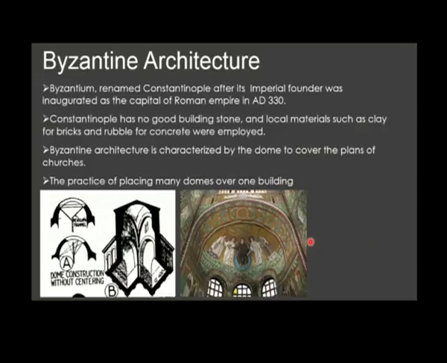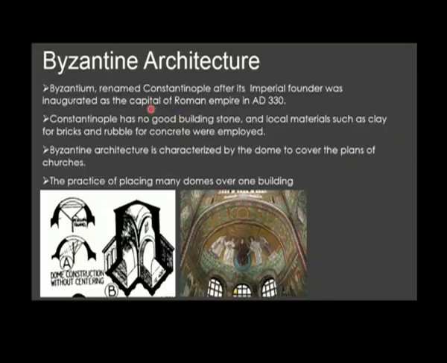Byzantium was renamed Constantinople after Constantine, its imperial founder, and was inaugurated the capital of the Roman Empire in AD 330. Constantinople had no good building stones, so local materials like clay, bricks and rubble were used as construction material for Byzantine architecture, which is a little different from what was happening in the basilican concept of architecture.